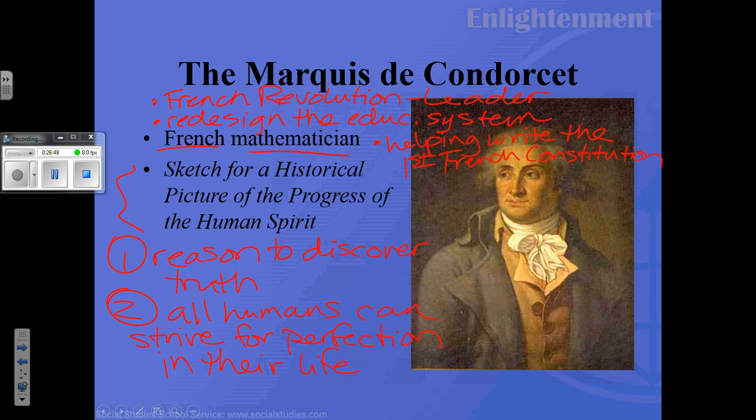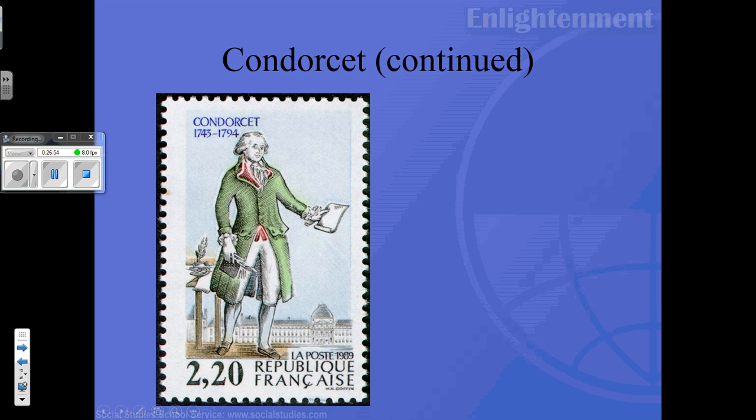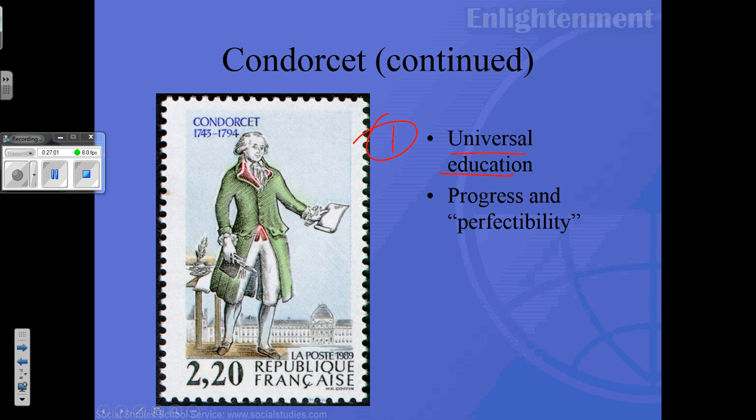All right, so let's explain this second idea on the next slide. Can strive for perfection. What does he mean by that? Okay, under that, he basically had these two belief systems. He said, first of all, everybody should be educated. All people should be educated. But the reason for that is different. He said, all people should be educated because it will help make our life easier, more perfect. That's where he gets that word perfect.